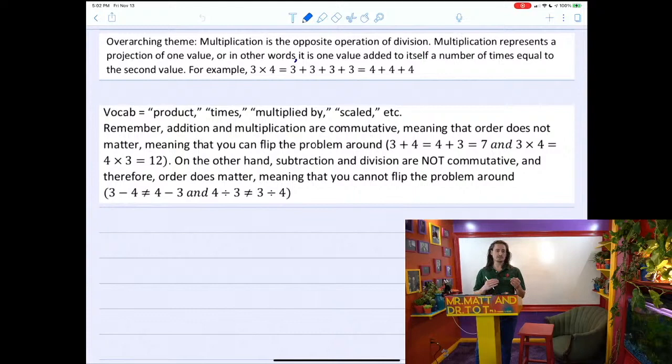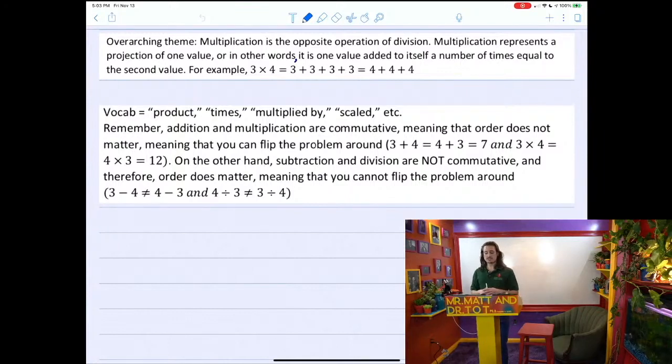So there's a relationship that you're going to start to see that is pronounced throughout algebra, where we can distribute the values evenly, and we have a whole bunch of number properties that allow us to simplify, expand, and overall solve for missing variables. But overall, multiplication represents the projection of one value, or in other words, it's one value added to itself a number of times equal to the other value.